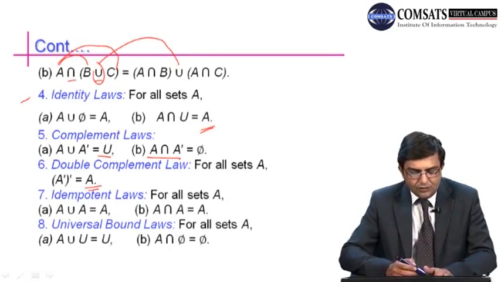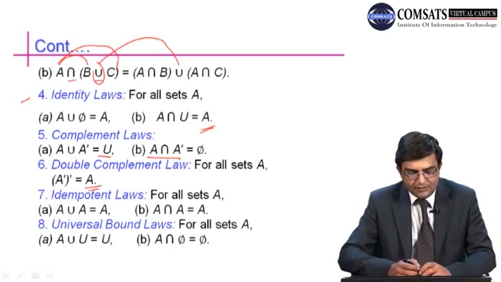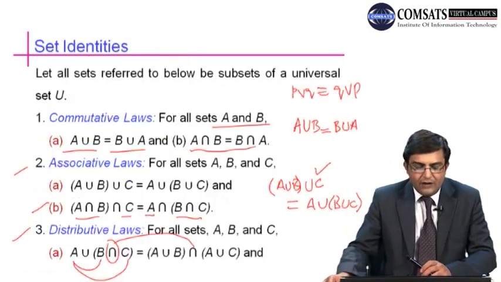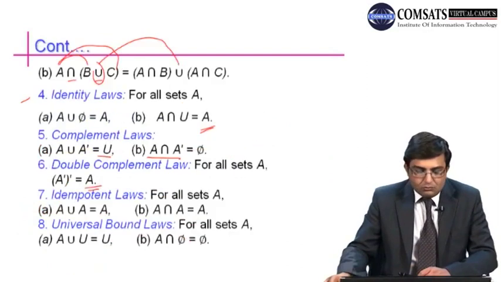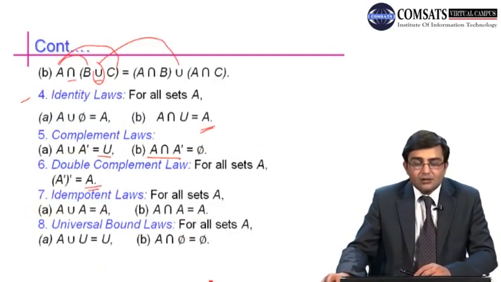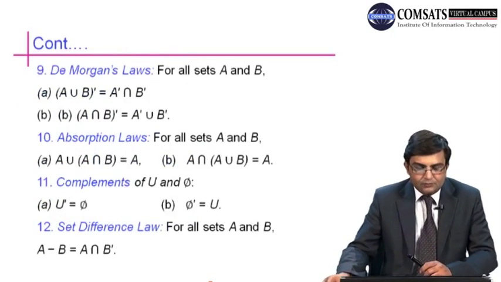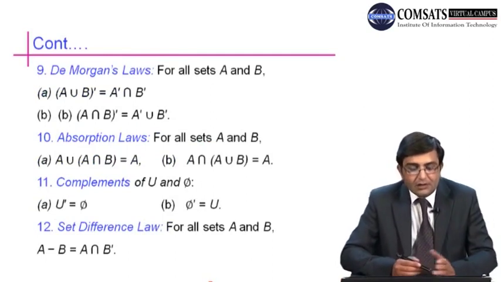Universal bound laws: A union U is U, and A intersection phi is phi. So these are universal bound laws. Now we have to prove all these laws. I prove only one or two laws, and then the remaining laws you can prove by yourself. There are some other laws which are given here.